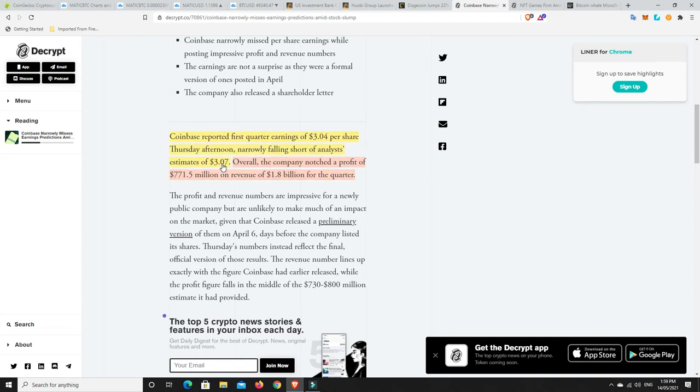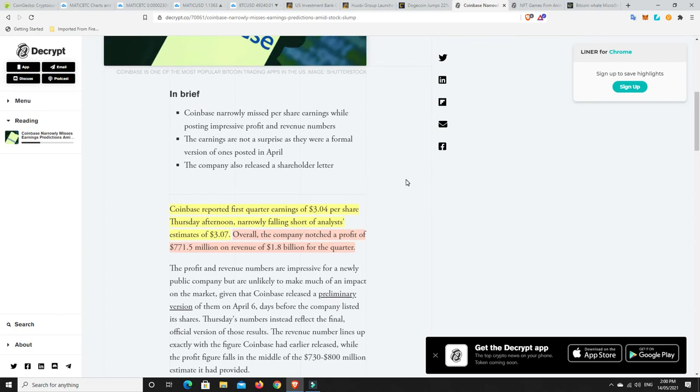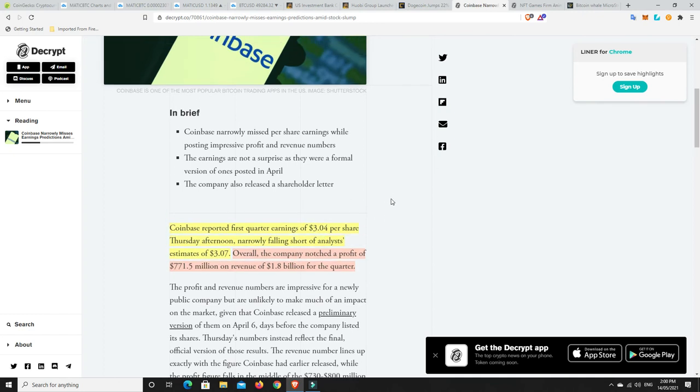Overall, the company, I don't know if that's right, must be $300 because I thought it was around $288, but anyway. Overall, the company notched a profit of $771.5 million on revenue of $1.8 billion for the quarter. So they're still making plenty of money. Oh, that's earnings of $3 per share, right? Not the price of their share. All right, so each share has earned $3.04 just in that time, I'd say.